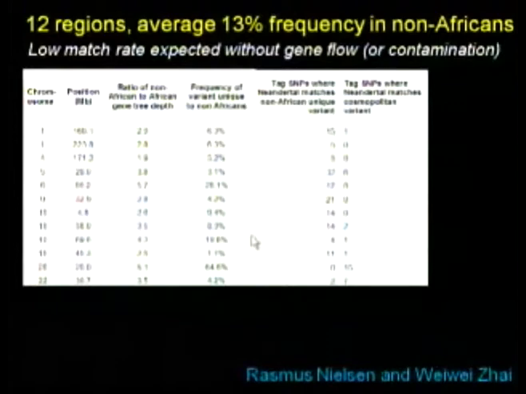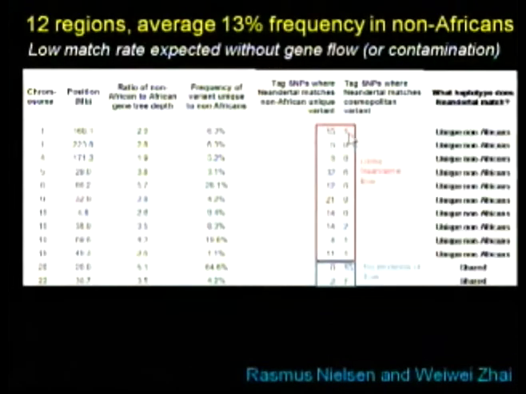It averages about 13%. And you can ask, did the tag SNPs tend to match that for the non-African specific type, the very ancient type? Do they tend to match the Neanderthal or the non-Neanderthal type? And what you see is an amazing thing. 10 out of these 12 regions have a vast excess of matching the Neanderthal. So these are variants that are only 13% frequency, and in Africans they're 0% frequency, or very close to 0% frequency.